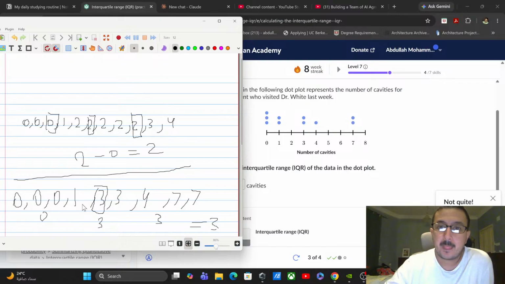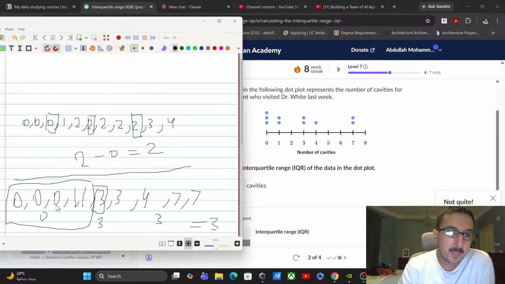Now 1, 1, 1, 1, 3, 3, 4, 7, 7. So I got 1, 2, 3, 4, 5, 6, 7, 8, 9, 10. 1, 2, 3, 4, 5. I get this, and the median is still 0, and I got this, and 4.